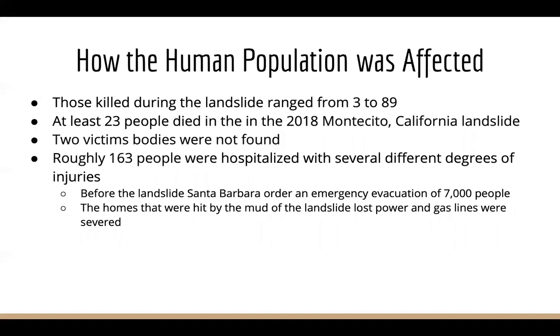Those killed during the landslide ranged in age from 3 to 89. At least 23 people died in the 2018 Montecito, California landslide. 2 victims' bodies were not found. Roughly 163 people were hospitalized with several different degrees of injuries. Before the landslide, Santa Barbara ordered an emergency evacuation of 7,000 people. The homes that were hit by the mud of the landslide lost power and gas lines were severed.